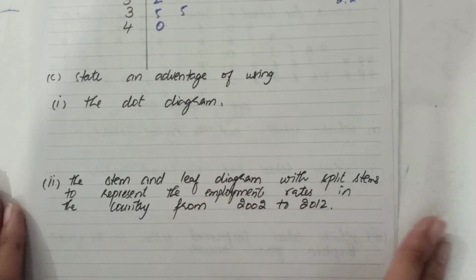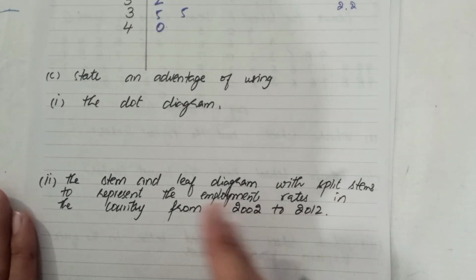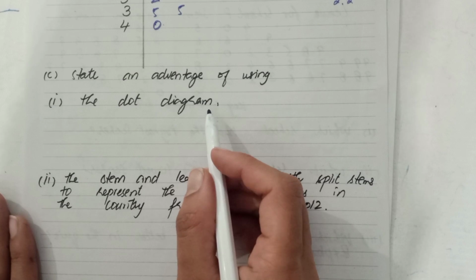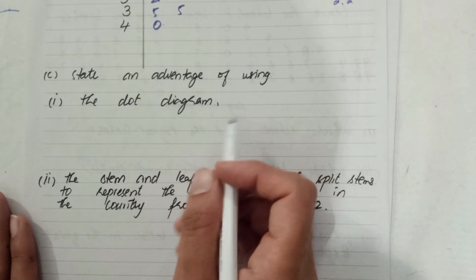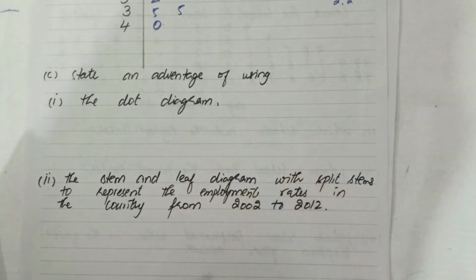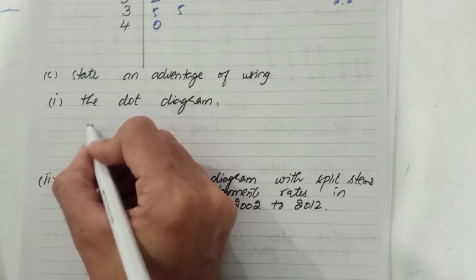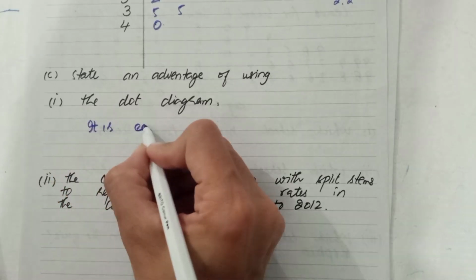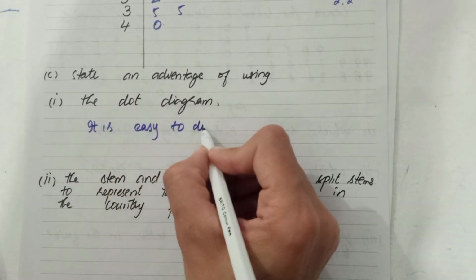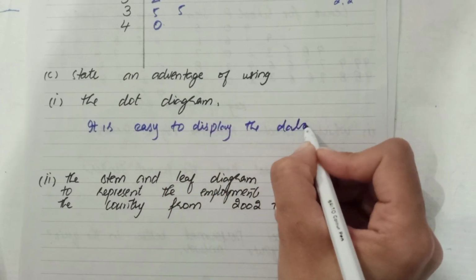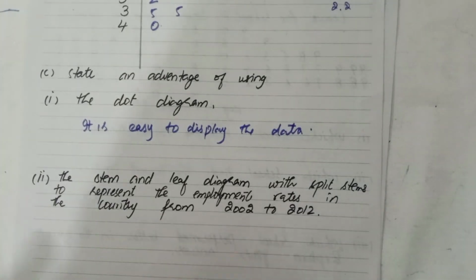State an advantage of using the dot diagram. We have to write the advantage of using the dot diagram. It is easier to display the data. We can easily display the data on a dot diagram. We can write it like that. It is easy to display the data. We can write any advantage of a dot diagram.